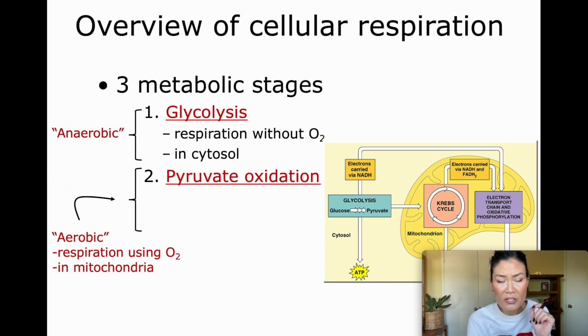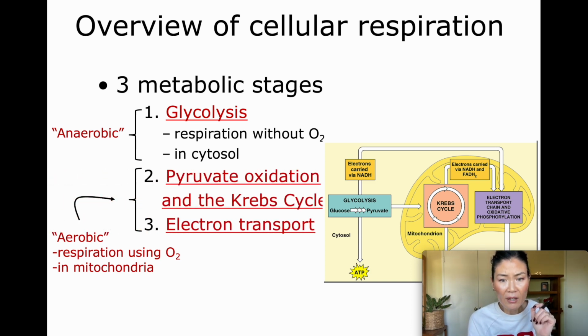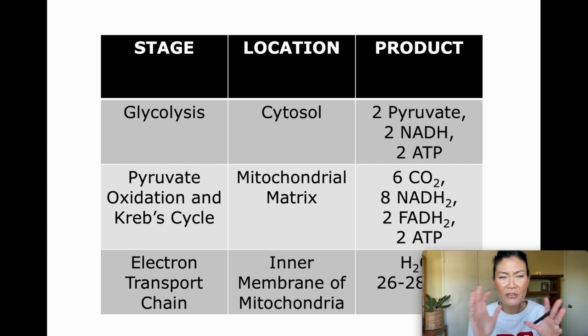The last 2 stages of cellular respiration are the pyruvate oxidation and Krebs cycle. They're actually grouped together. This takes place in the presence of oxygen, and it takes place inside of the mitochondria. And then the 3rd stage of cellular respiration is called the electron transport chain. This is the part that requires O2, and it takes place in mitochondria. This is just an overall look at where it takes place and what's being made. So we've got glycolysis, pyruvate oxidation and Krebs cycle, and the electron transport chain.